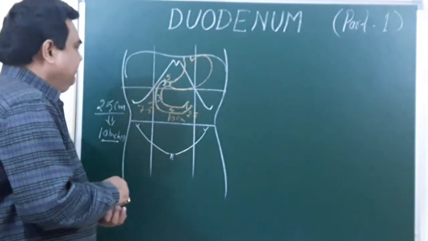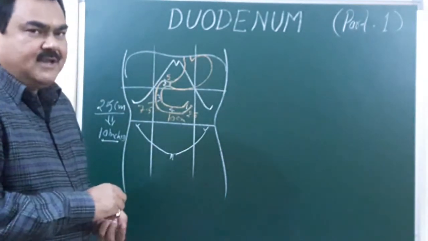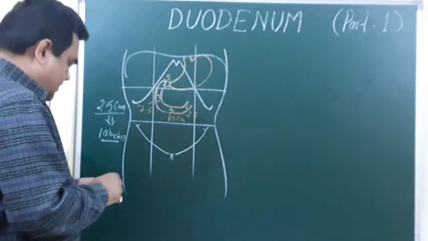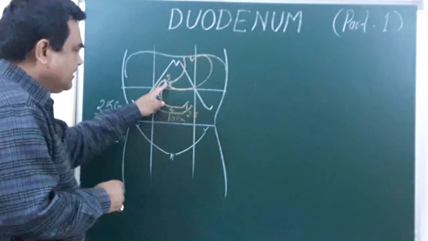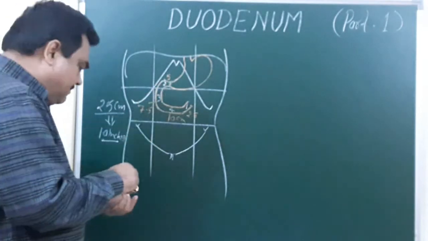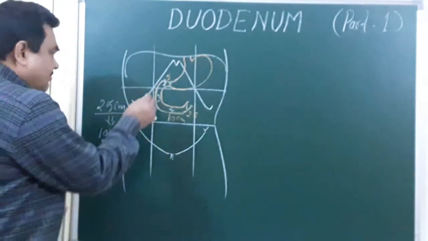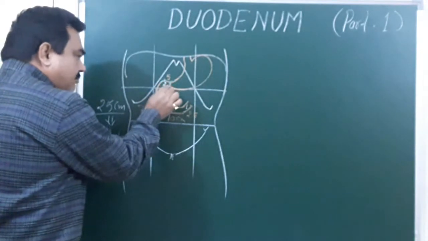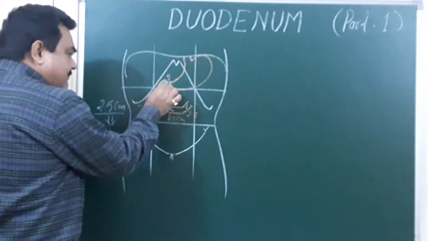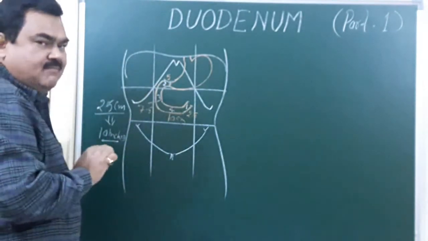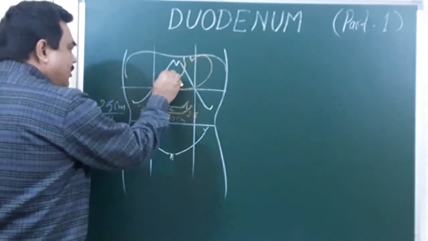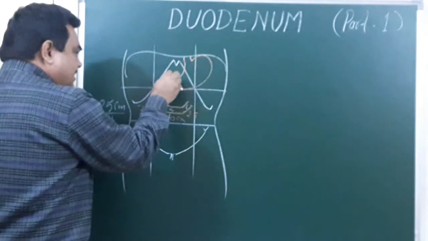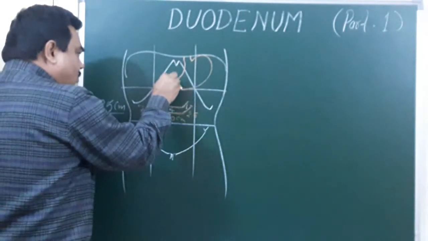If you see the relations of the duodenum, first of all, the relation of the first part of the duodenum. This is the first part of the duodenum. The first part can be divided into medial and lateral parts, or proximal and distal parts. The proximal half of the first part is covered by peritoneum on both sides.